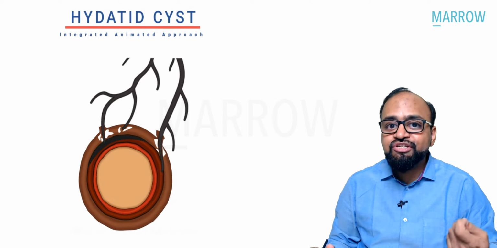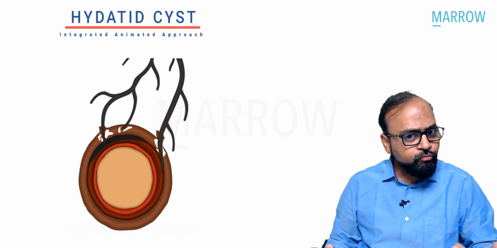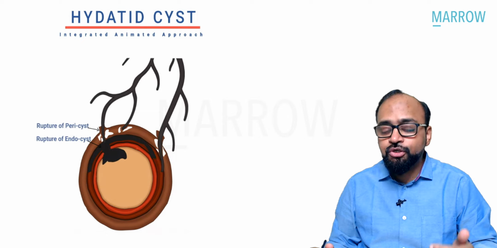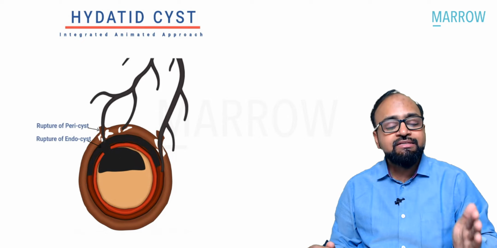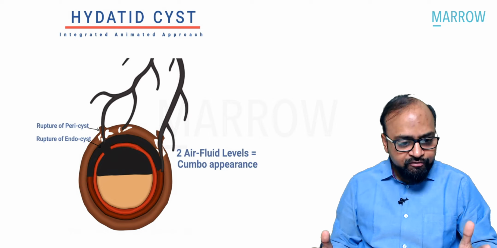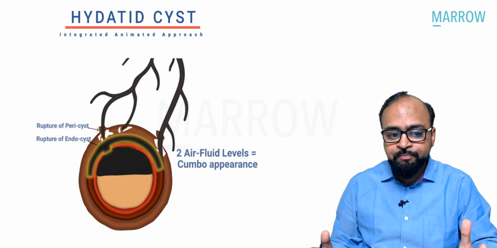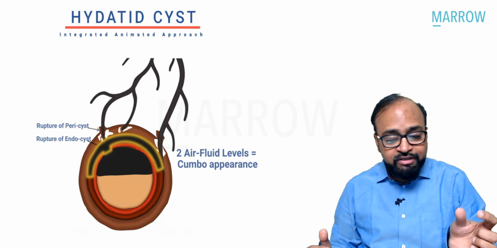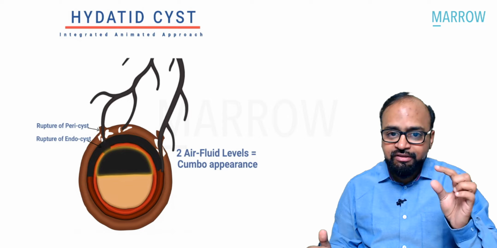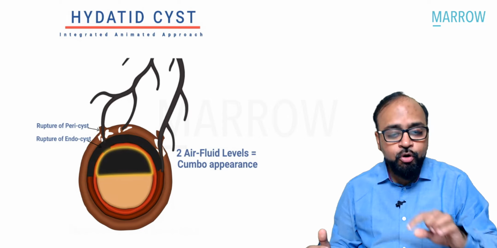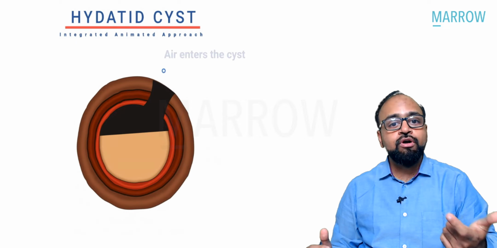When all the cyst wall layers rupture, what is going to happen? Air is going to enter into the cyst lumen, right? As a result, there are two air fluid levels which will become visible. One air fluid level, as you can see in this animation here, is located within the cyst walls, that is the outer one. One air fluid level is located within the cyst proper. These two air fluid levels are called the cumbo sign.